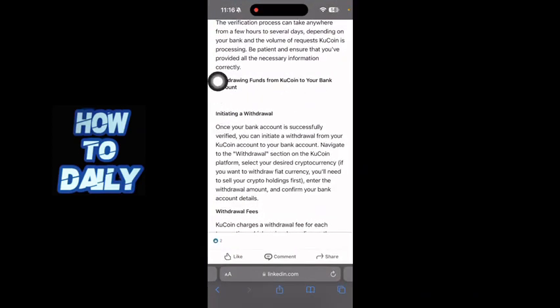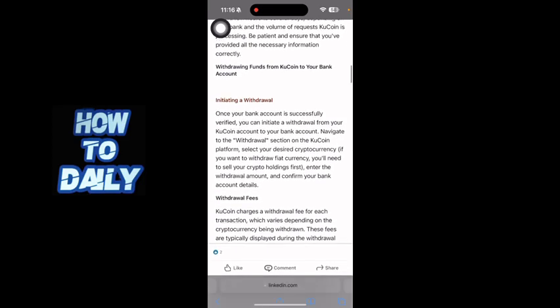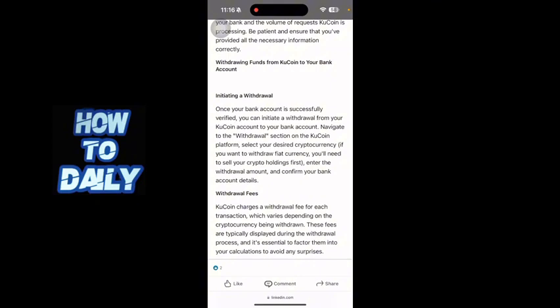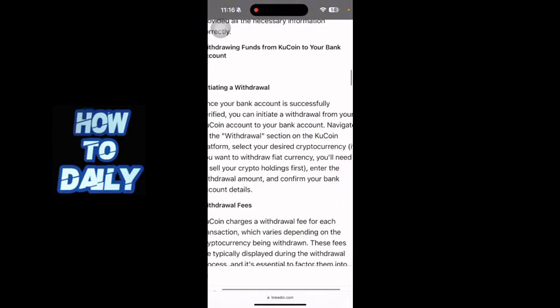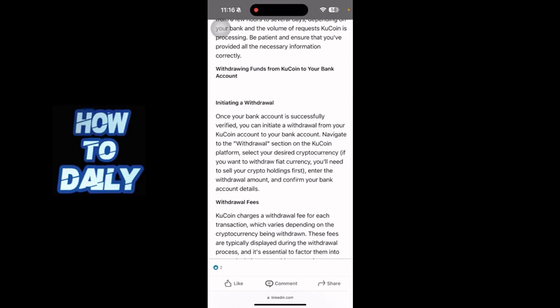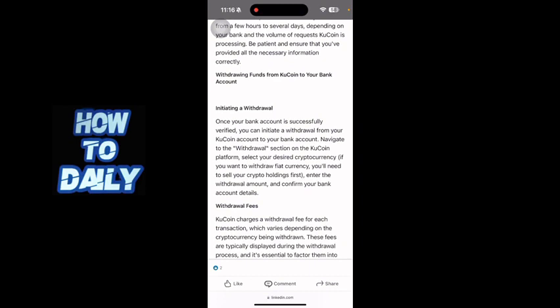Alright guys, so withdrawing funds from KuCoin to your bank account is pretty simple. So you just have to initiate a withdrawal. So once your bank account is successfully verified with your KuCoin account, you can initiate a withdrawal from your KuCoin account to your bank account. So navigate to the withdrawal section on the KuCoin platform and then just select your desired cryptocurrency. If you want to withdraw fiat currency, you need to sell your crypto holdings first and then just enter the withdrawal amount and confirm your bank account details.